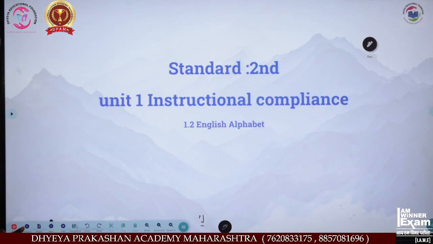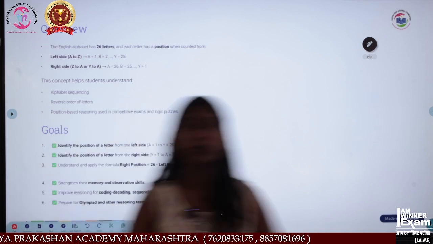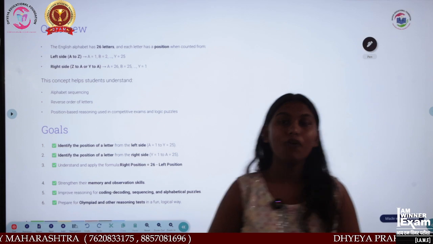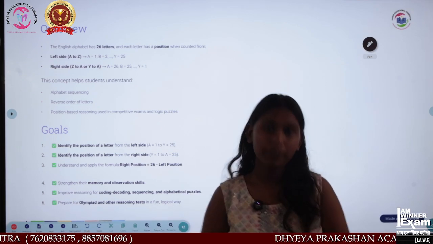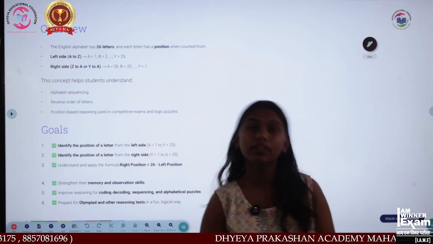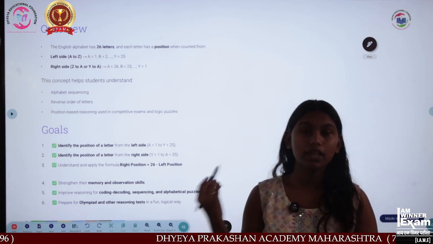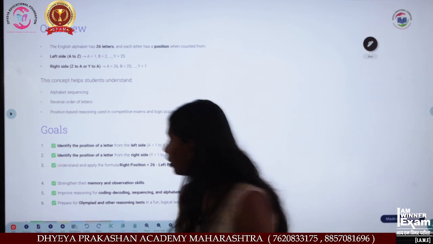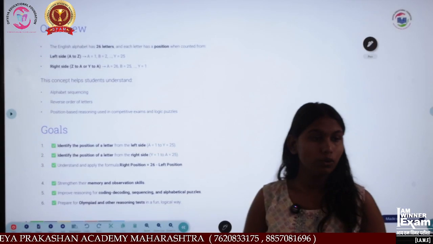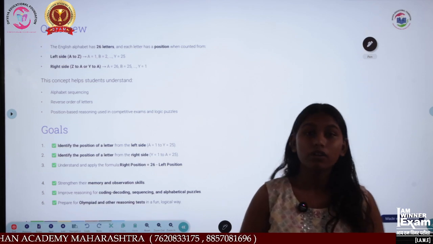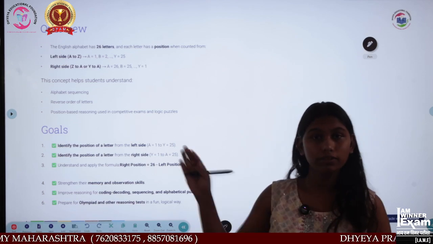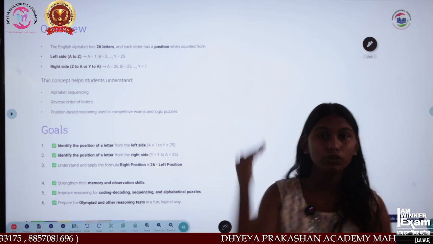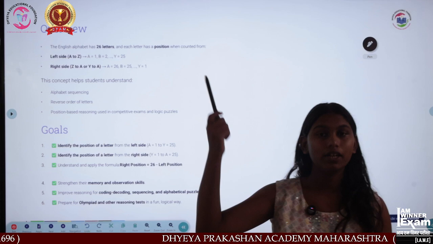Now let's take an overview of what we saw in this lecture. First we saw how many letters there are in the alphabet, which is a total of 26 letters, of which for this exercise we are only considering the letters up to Y. So what were the goals of this lecture? We understood the ordering, the sequence of the alphabets from A to Y, and the reverse order of the alphabets.